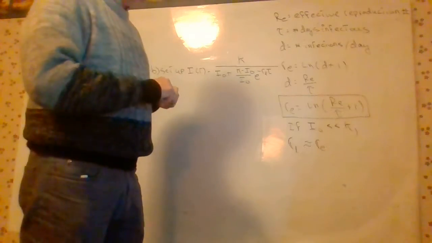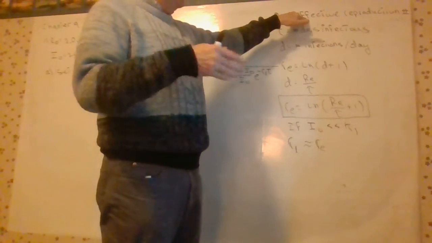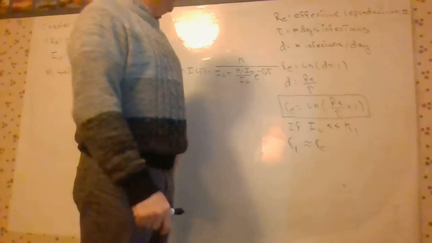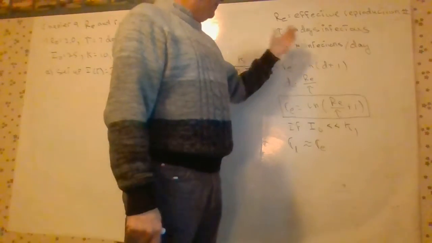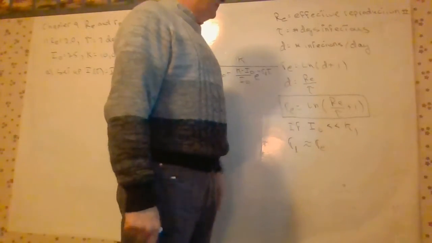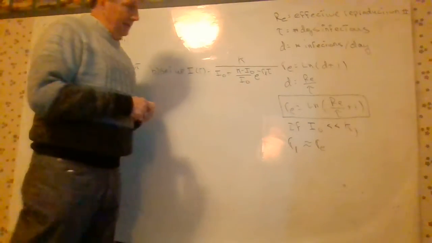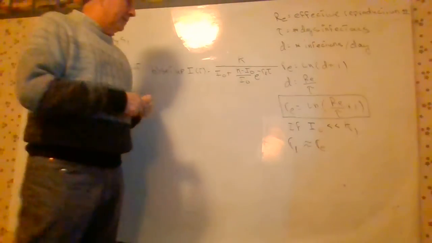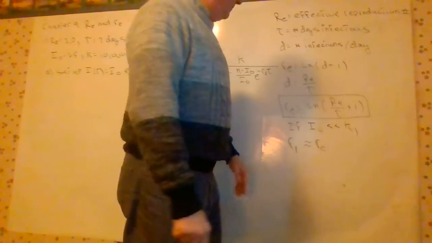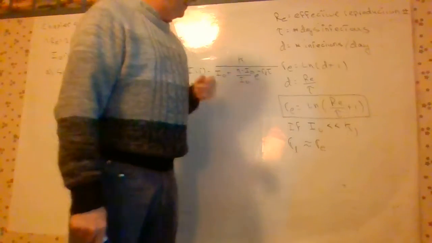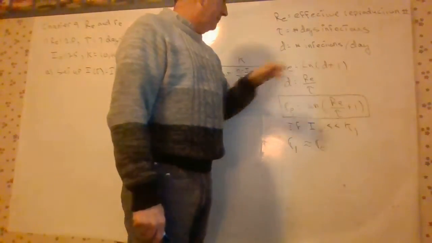So, for instance, if the effective reproduction number was 10, that means each person would infect 10 individuals. And if you're infectious for 5 days, well, D would be 2 infections per day, times 5 days is 10 total infections. That's what these variables mean. You'll recall before that R sub E was natural log of D plus 1. If you have the daily infection rate, you can go to the exponential infection rate using this natural log formula.